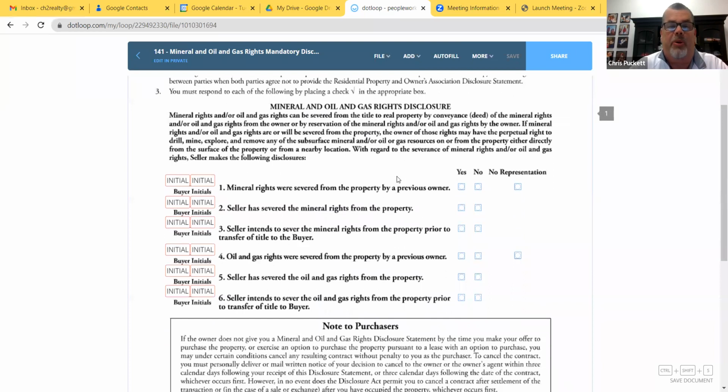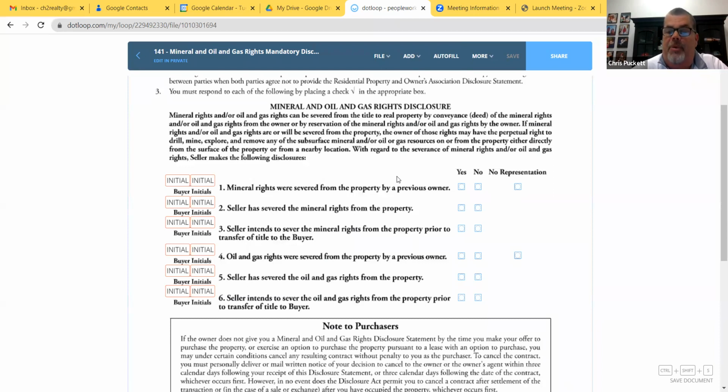So now we're going to read the bold print here. This talks about the document and their selections. It says mineral oil and gas rights can be severed from the title to real property by conveyance of the mineral rights and or oil and gas rights from the owner by reservation of the mineral rights and or gas rights by the owner. Now that sentence is a good way to start the discussion with your clients on what this document means. Most people have no idea that they could sever their mineral rights or their oil and gas rights.